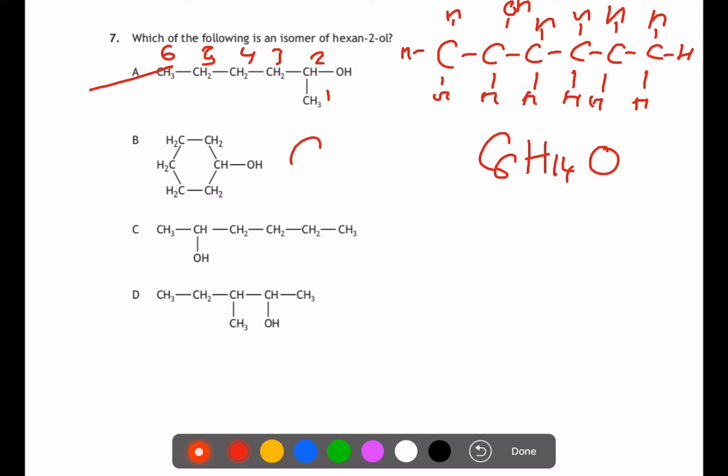For B, we have a formula of C6H12O, so we don't have enough hydrogens. For C, if we number from the end closest to the hydroxyl group, we find that again this is hexanol, so the answer is D.